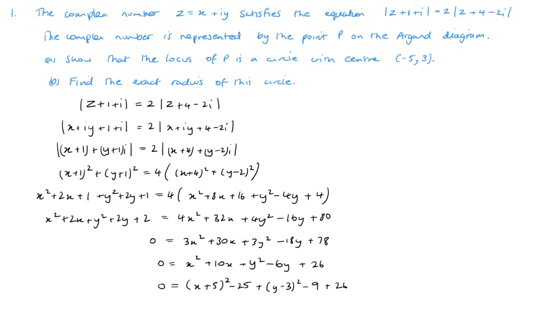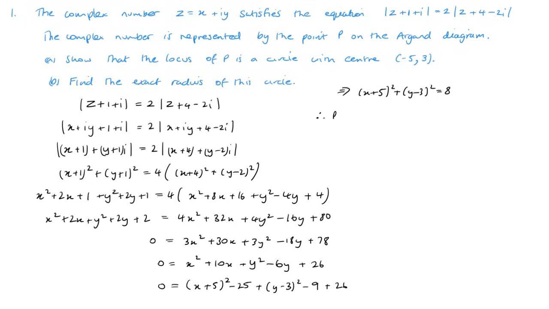So if I start up here, I've got (x + 5)² + (y − 3)² = 8. And that is the equation of my circle. So that shows that it is a circle with centre (−5, 3). I would put that down.